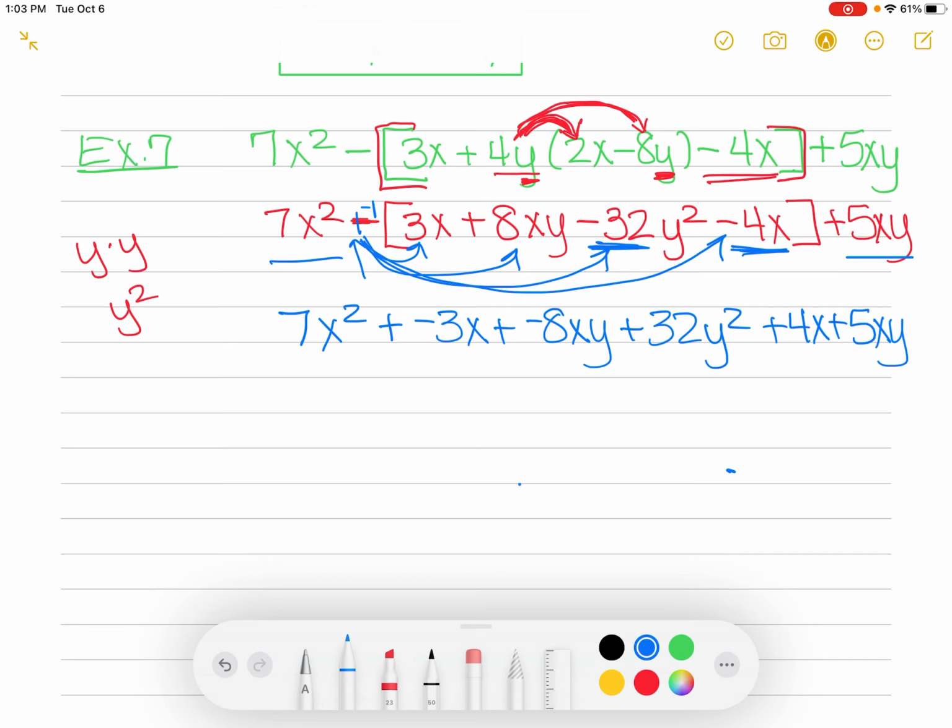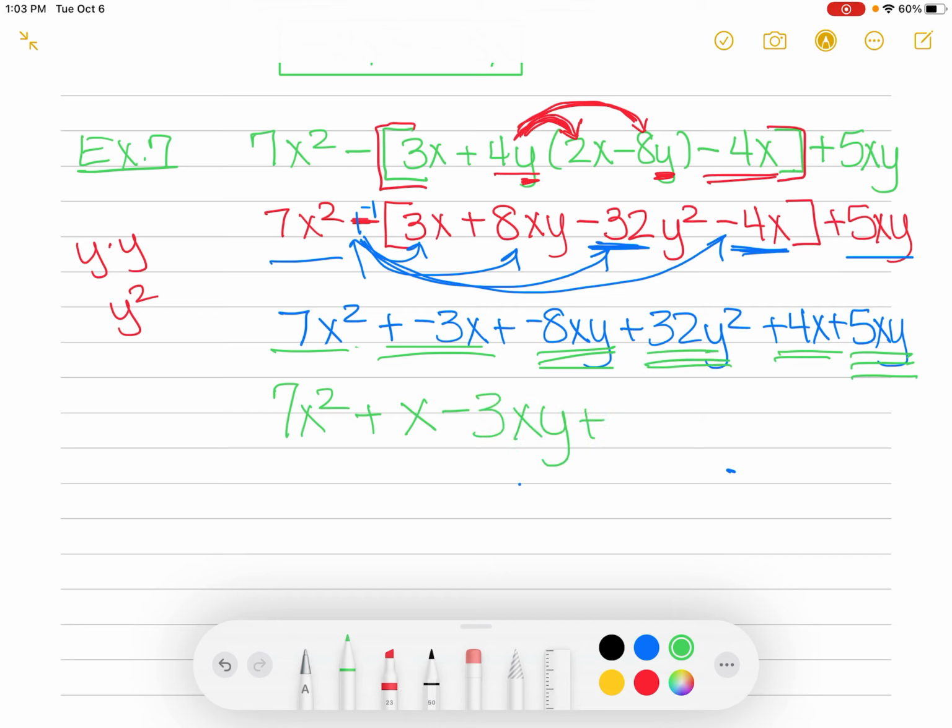Okay, now I'm going to add my like terms. So 7x squared does not have any like terms in here. Oops, I don't know why it did arrows. That's funny. Okay, so 7x squared just going to stay 7x squared. My next one is 3x, or negative 3x. So I do have another x. It's over here, 4x. So that's just going to be 1x, right? So I'm just going to put an x. Then I have negative 8xy, and over here I have 5xy. So those are like terms. I get negative 3xy. And then the last one, the 32y squared, just stays by itself.